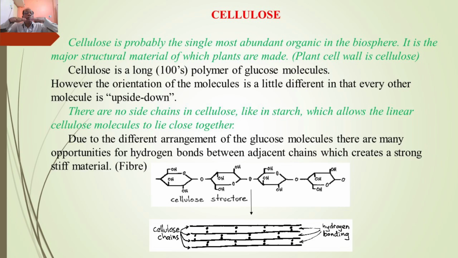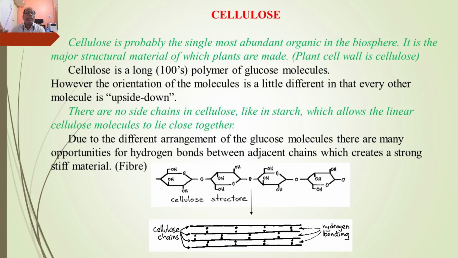So the orientation of the chain of glucose molecules in cellulose has a typical pattern of polymerization or bonding. The orientation of the glucose molecules is somewhat different, representing a molecule that is upside down.